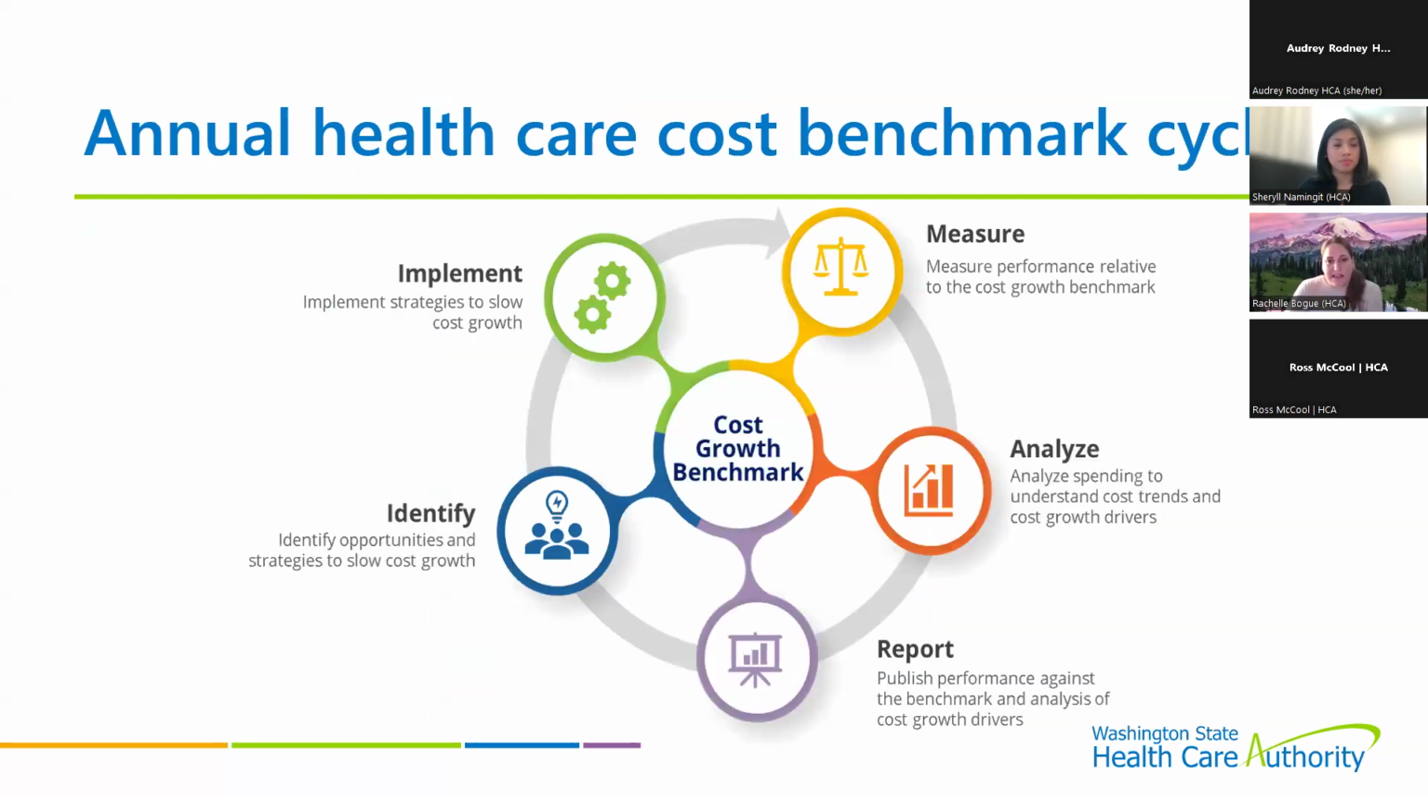And then this here is an illustration of the benchmark cycle. So it starts with data collection, and then from there, the cost board measures, analyzes, and reports, and then identifies opportunities and strategies to slow cost growth. And then from there is the implementation phase. So they implement strategies to help slow cost growth. So each year we will go through this cycle for the benchmark. This will renew and begin again. And so each year analyzing, identifying new trends, identifying new strategies for slowing cost growth here in the state of Washington. So this is an ongoing process.